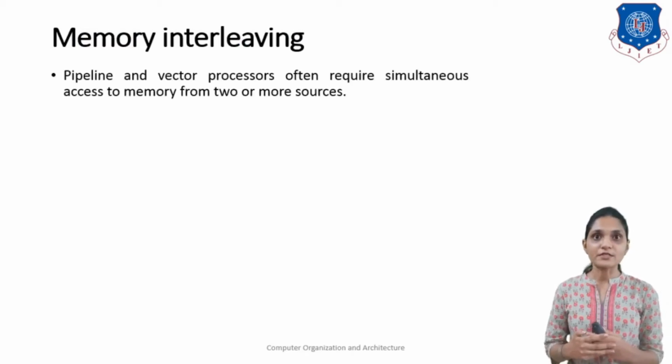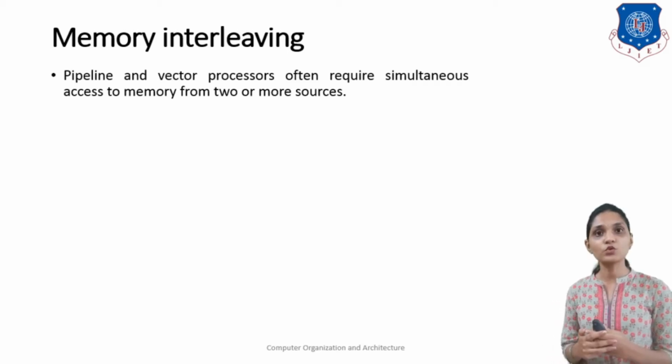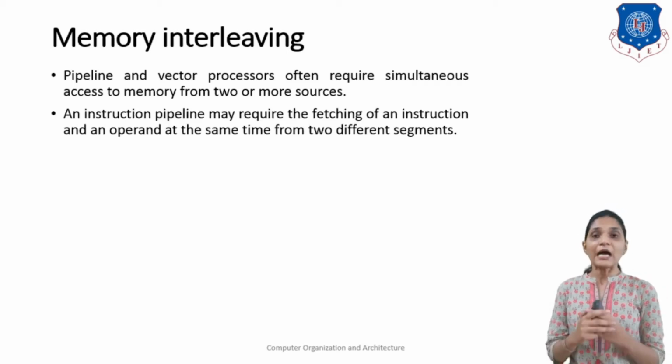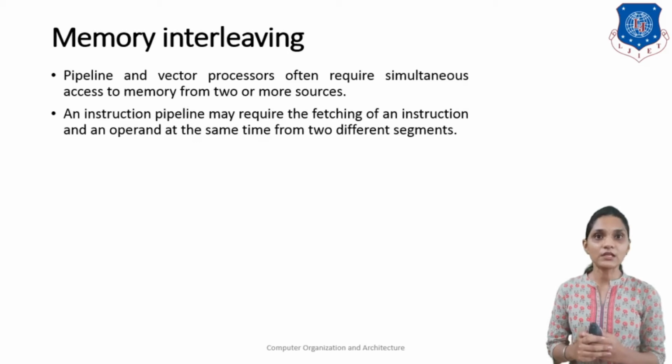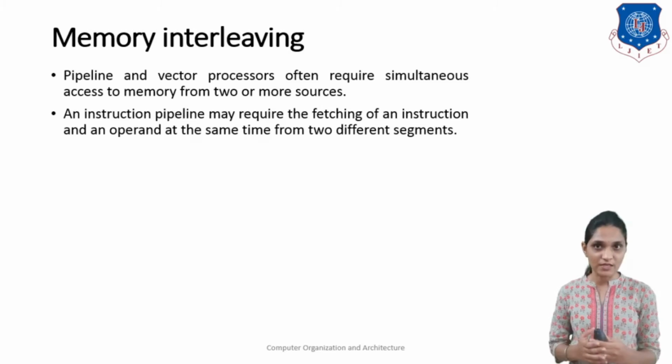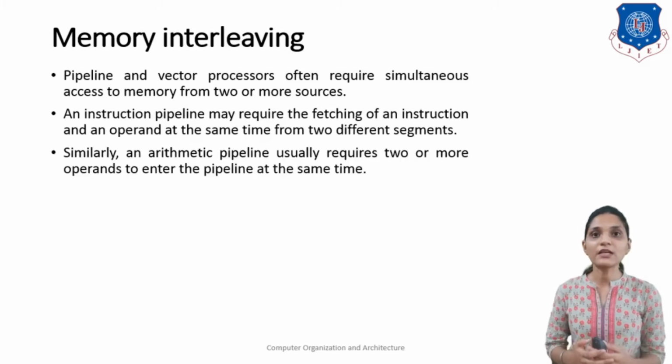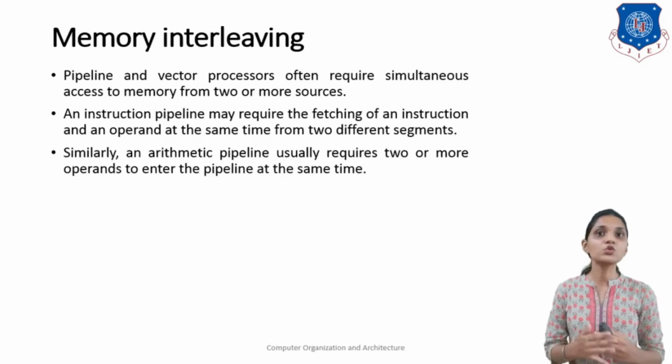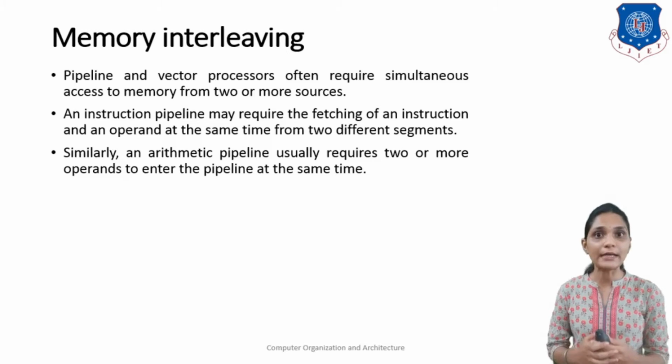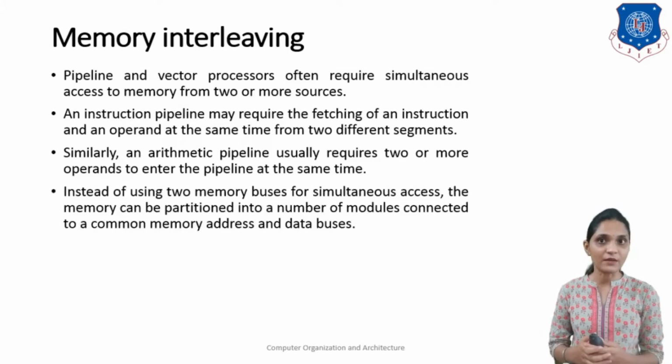Pipeline and vector processors often require simultaneous access to the memory from two or more sources. An instruction pipeline may require the fetching of the instruction and an operand at the same time from two different segments. Similarly, an arithmetic pipeline usually requires two or more operands to enter the pipeline at the same time.